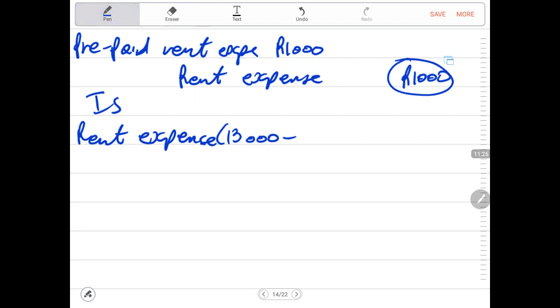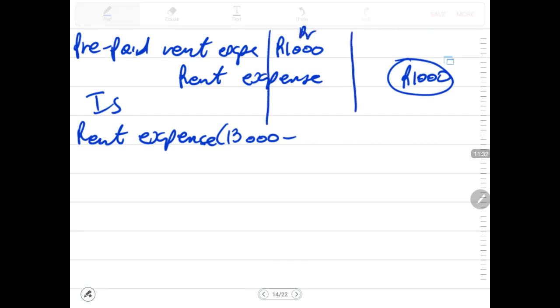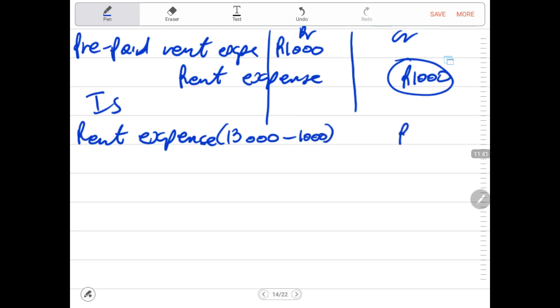And when I'm saying credit side, please know that there are lines here in between. This is debit and this is credit. So that is why now the 1,000 becomes negative, reducing the 13,000, so that our rent expense in the statement of profit or loss and other comprehensive income will be 12,000 rands. So now this will be the income statement.